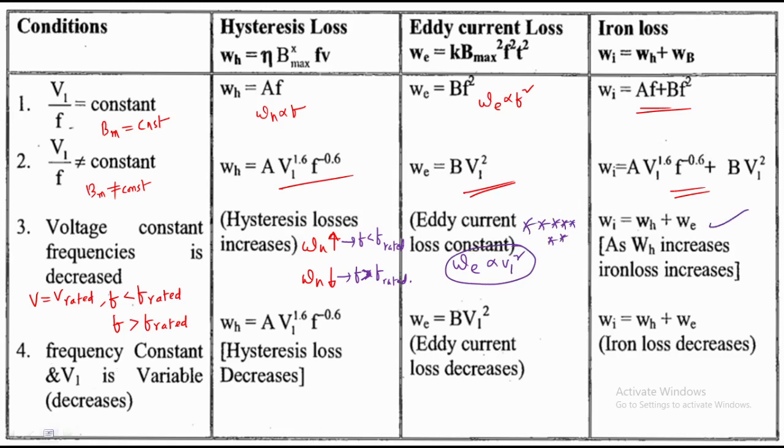The fourth case is what? F is constant and voltage is variable, maybe less than rated voltage or more than rated voltage. Hysteresis loss decreases and eddy current loss also decreases, because it is dependent on voltage. This is also proportional to V1 power 1.6. That's why it also decreases if voltage decreases, and if voltage increases, it increases. Right? Just go through these cases carefully. You will get very good conceptual questions regarding this concept. This concept is very important for competitive examination purposes. Thank you.